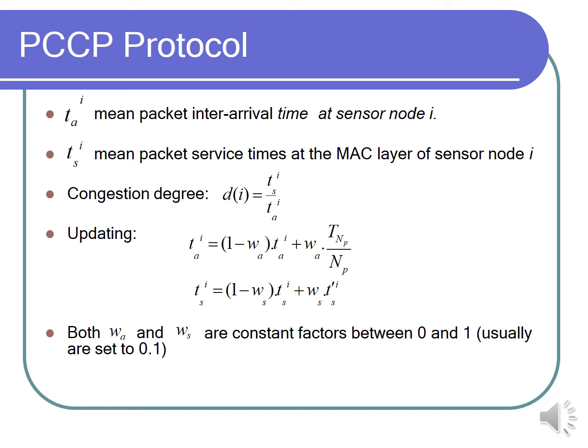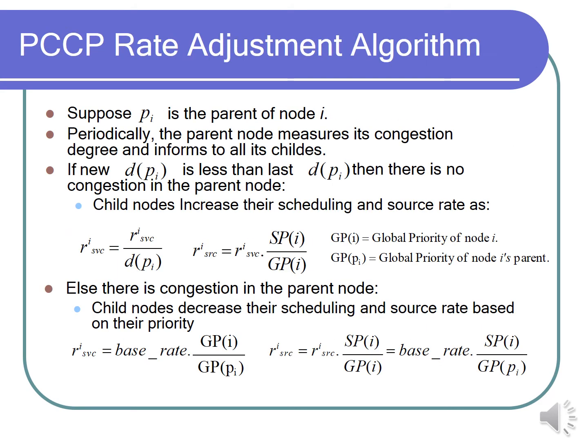Congestion degree d of i is equal to Ts^i divided by Ta^i. Updating: Ta of i is equal to (1 minus Wa) multiplied by Ta^i plus Wa times Tnp divided by Np. Both Wa and Ws are constant factors between 0 and 1. Usually they are set to 0.1. So this is the PCCP rate adjustment algorithm.